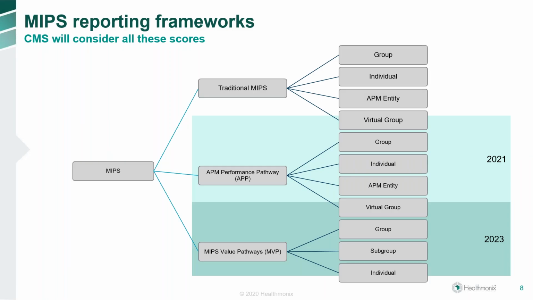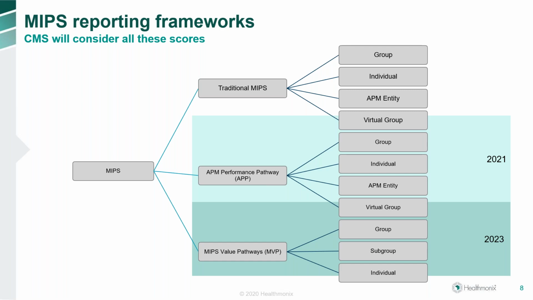Thanks, Lauren. So as we move on, a lot of this is familiar to the people on this call, hopefully. Today, being able to take a look at how MIPS is separated. So the whole program is MIPS, right? But then there's multiple ways to report it. There's the traditional MIPS. There's APP, which is the APM performance pathway. So those are for your ACOs. And then there are MIPS value pathways, which is the new one that has been introduced in 2023.